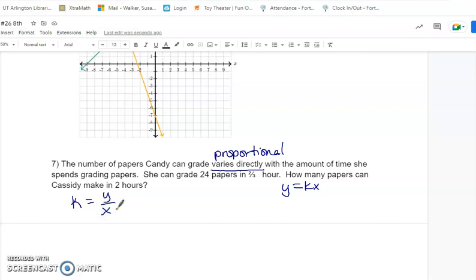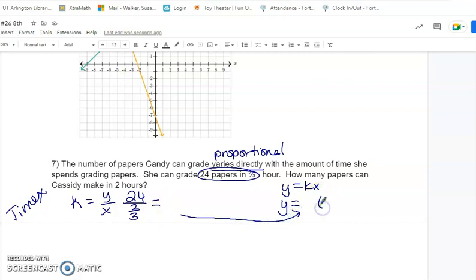So here's my rate. She can grade 24 papers in 2/3 of an hour. Remember, we already talked about that. X is time. Time x. Okay. So that is 2/3. The other number is 24. Okay. Plug that into your calculator, and whatever you get, you're going to put it right here. That is your K. Okay. Move that right there. And then I'm going to solve it with how many papers can Cassidy make.